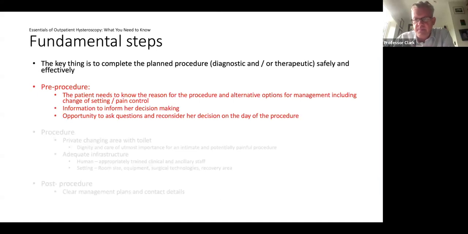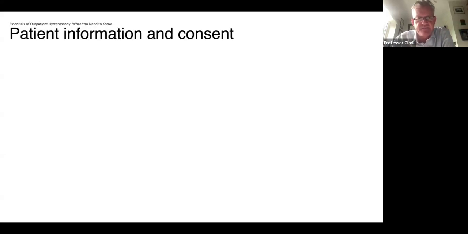So before the procedure, the patient obviously needs to know what they're coming for. Importantly, what the other options are. Do they need to have this test? Can they have something else? What's the rationale for it? And they're more likely to be on board with needing intervention. It's also important they understand that there are other options for pain control, so they don't necessarily have to have the procedure done awake. They can have it done outside of the outpatient setting.